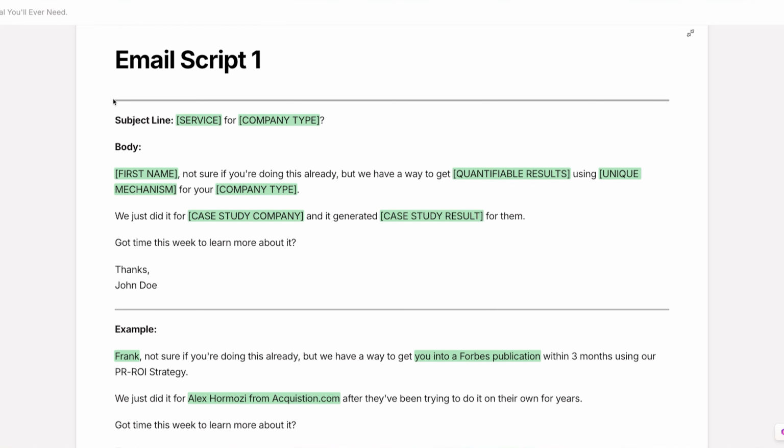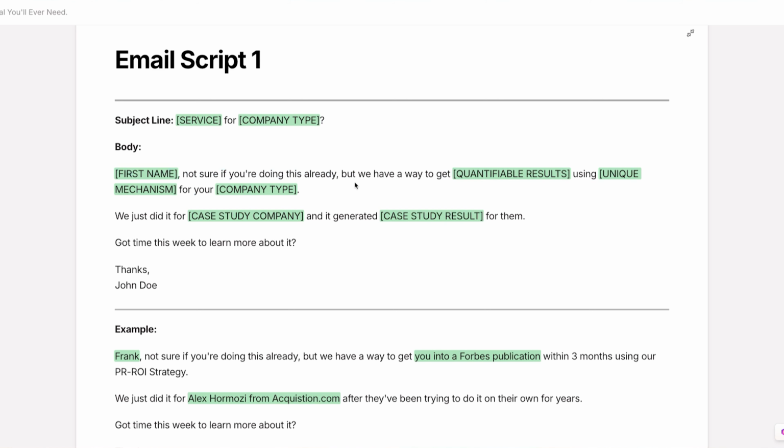So subject line: your service for company type. Right, so these are things, again, you would get with Clay. So instead of saying ads for software companies, you can be even more specific and use Clay to say ads for website builders, or ads for voice AI, or something like that. You can do that as well and make it a lot more relevant.